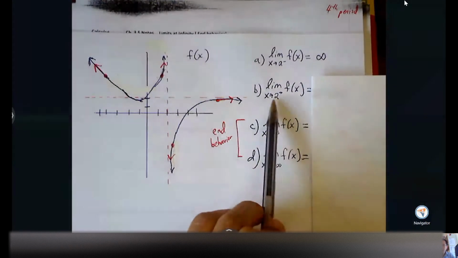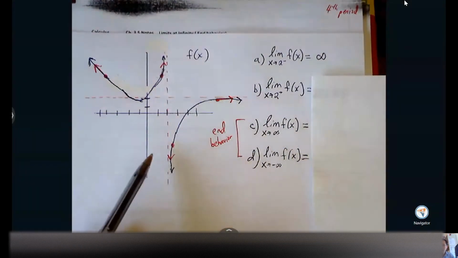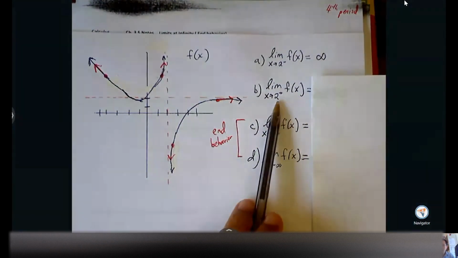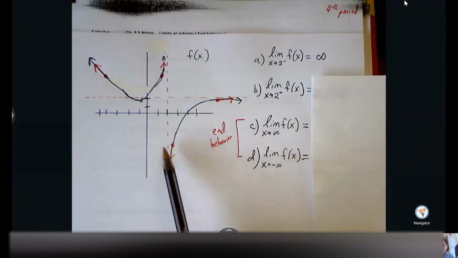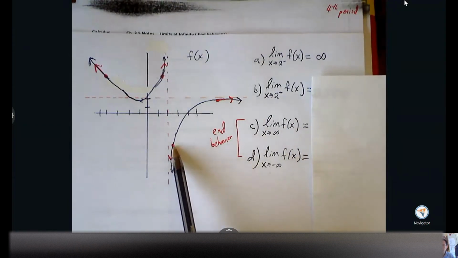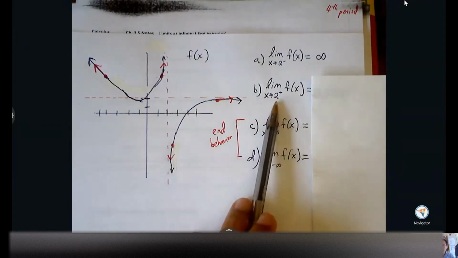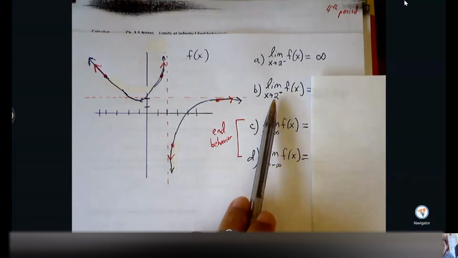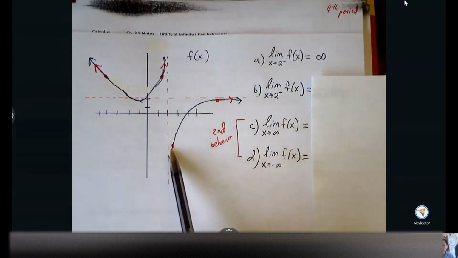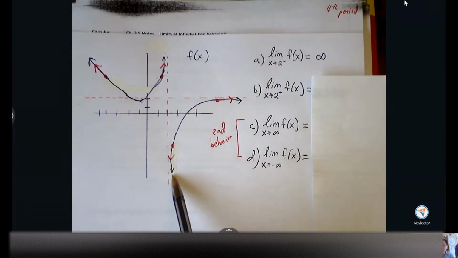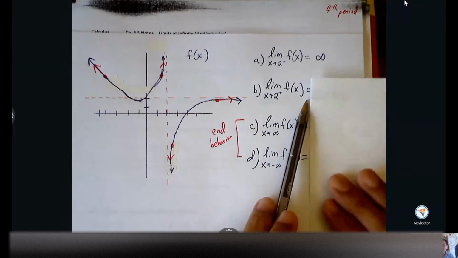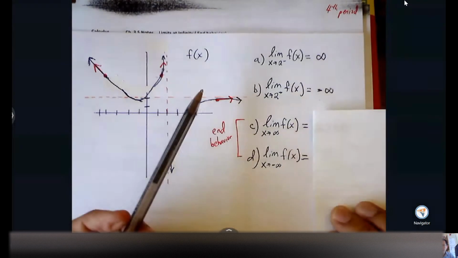For this statement, limit as x approaches 2 from the right side of 2, that means I'm going to pick a point to the right of the vertical asymptote. So I'll just choose a point close by. And I'm going to follow the arrow or follow the graph as we approach 2. So I'm going to move to the left and follow along the path of the graph. This is going down to negative infinity. So as we get closer towards 2, it's going down to negative infinity. So, okay.